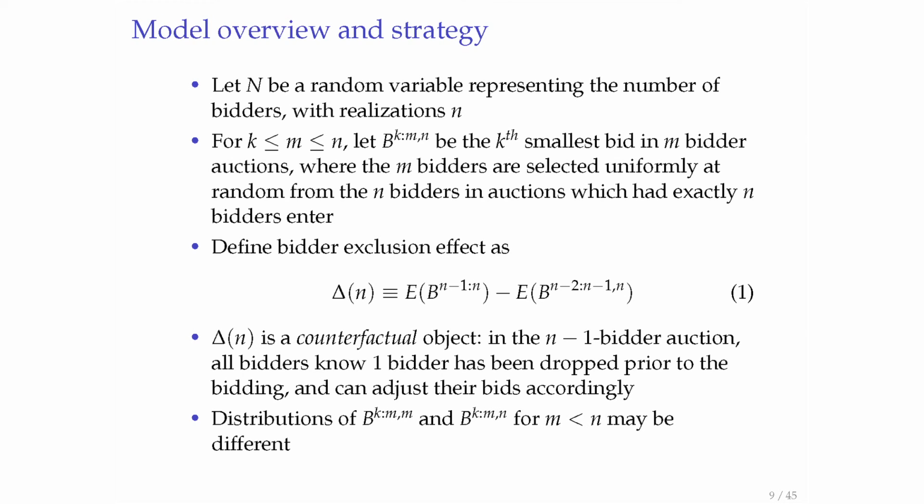There are n bidders there. You randomly take one away. What's the counterfactual bid going to be? So this delta of n is the bidder exclusion effect. This is the expected revenue in the n bidder auction minus the expected revenue if you were to randomly take away a bidder. And that's a counterfactual object. It's not something we're going to observe in the data. I'll show you certain cases where it's equivalent to things we can observe in the data. But this is the counterfactual object that we're interested in: if you were to randomly remove a bidder and let all the other bidders know that there's one less bidder, how is bidding going to change? That's what's captured in delta of n.